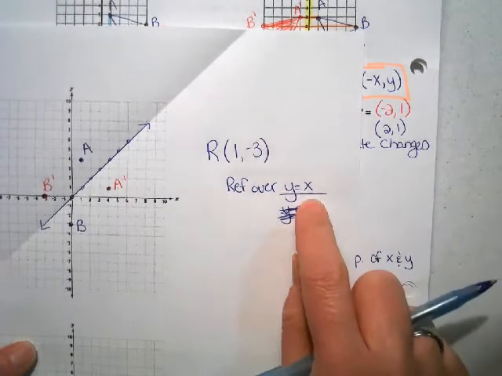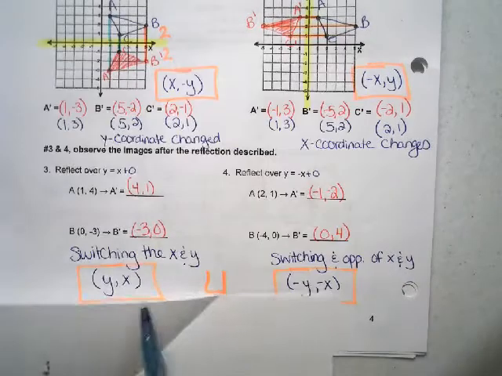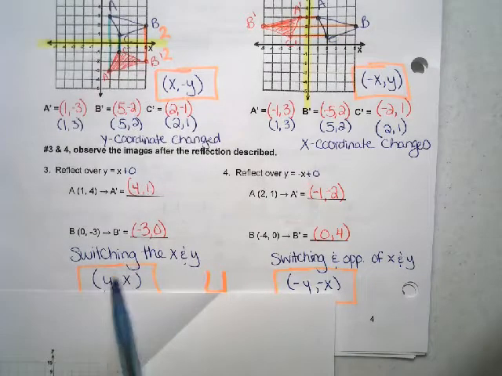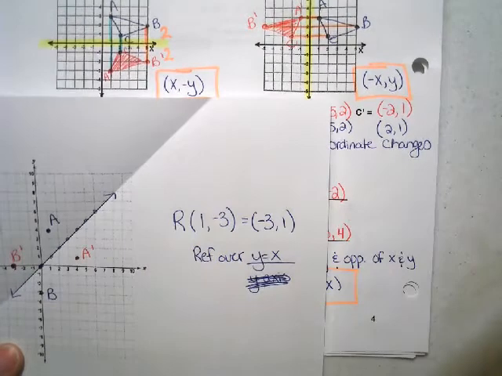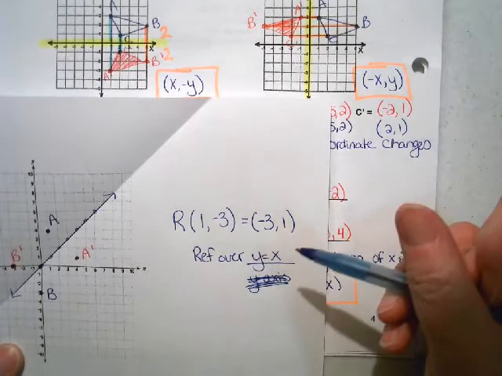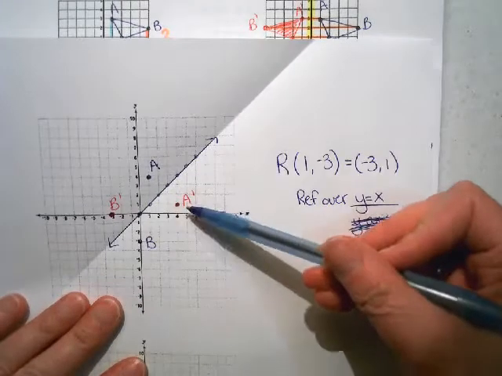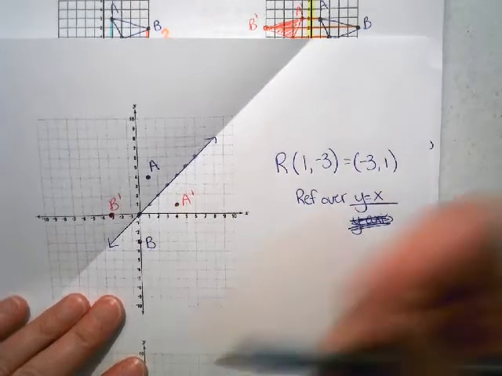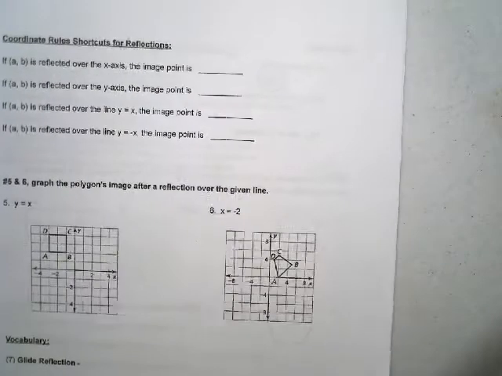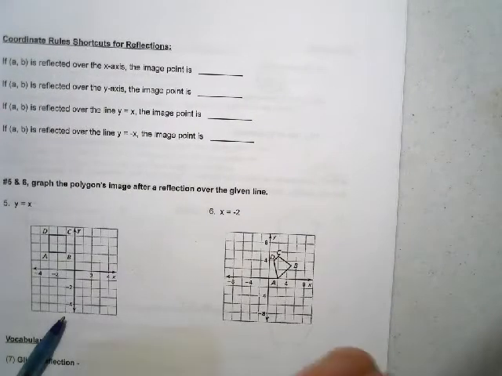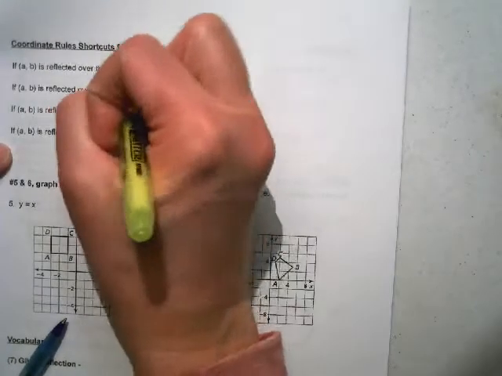They might say the y-axis. They're going to tell you some type of a line. So let's say they tell you this one, y equals x. Well, if you know this rule right here, that all you have to do is switch them, then you could just say negative 3, 1, and you're done. But if you don't know the rule, then you're probably going to need to get out a piece of graph paper and graph it out. So I'm fine with either way. I'm just kind of telling you what is going to happen.